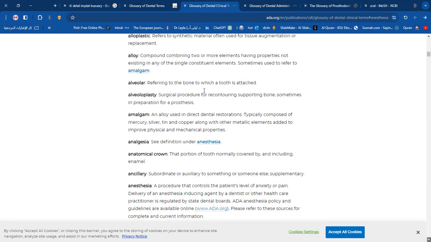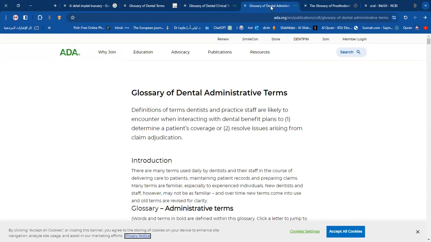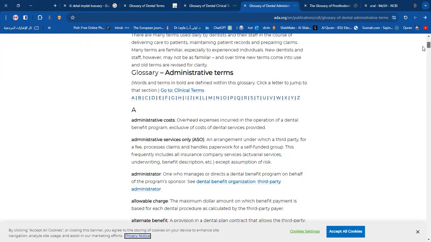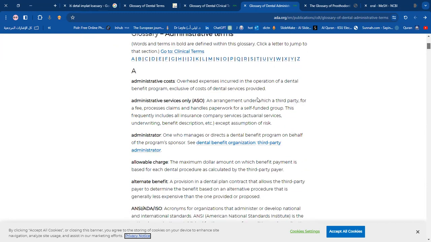Other than that, they also have something called dental administrative terms, because they deal with the legal issues about running the clinics, the polyclinics, multiple clinics, whatever. So they work with legal terminology. Administrative terminology means the legal terminology they use when dealing with doctors. So what do they mean? Administrative cost? What do you mean by administrator? Who's the administrator? Allowable charge?